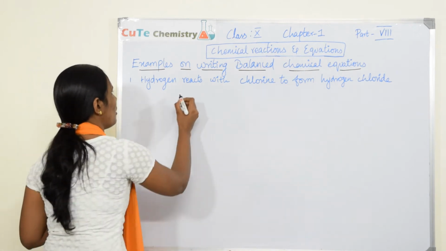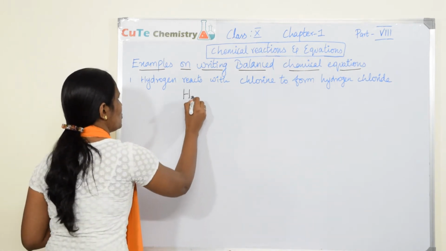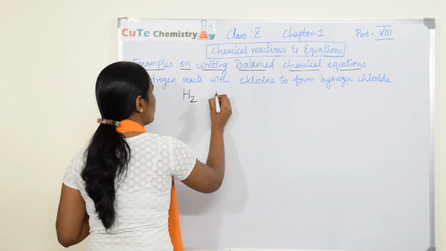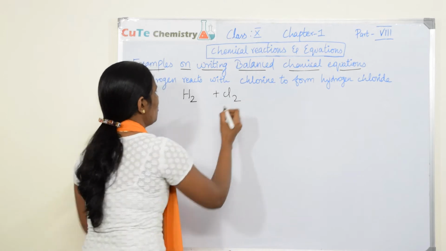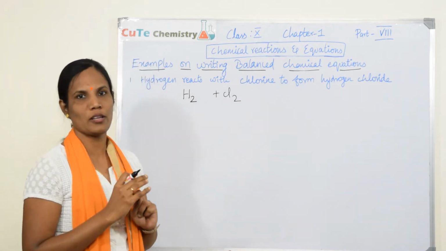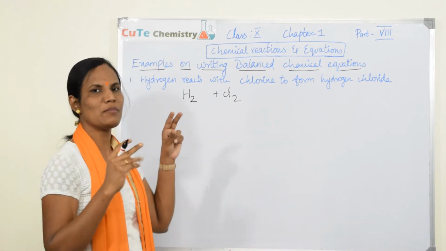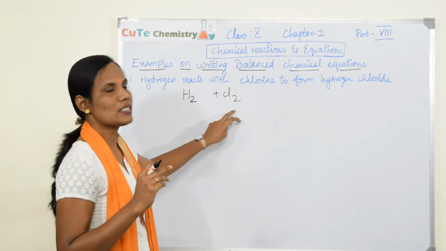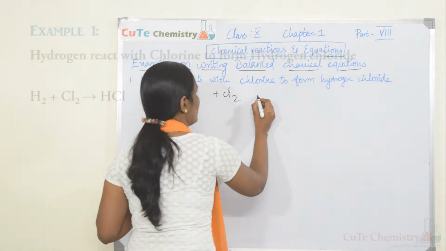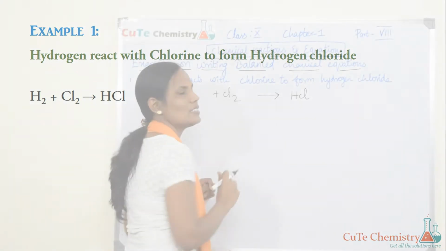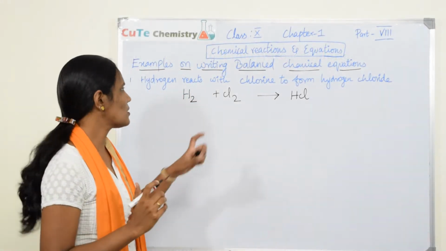Hydrogen, so the formula for hydrogen is H2. It reacts with chlorine. So the formula for chlorine is Cl2. Both hydrogen and chlorine remain as diatomic molecules, which means two atoms combine to form a molecule. So the formula is H2 + Cl2. It will produce hydrogen chloride, hydrogen and chloride. So the formula is HCl. So this is the equation.